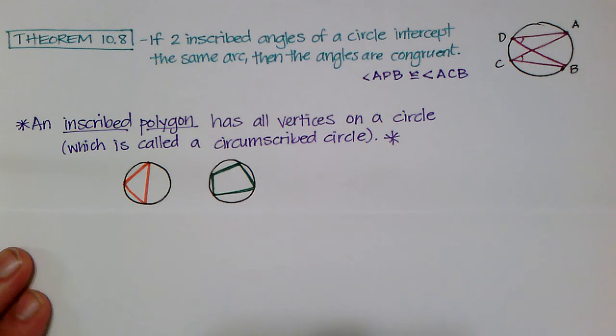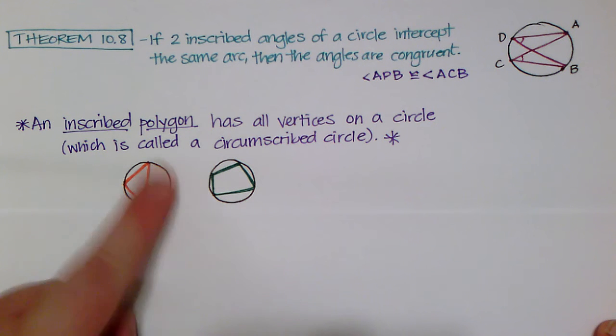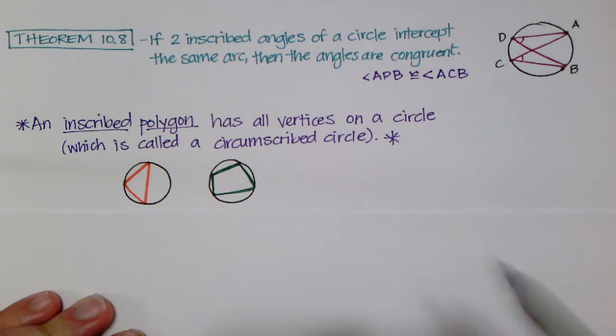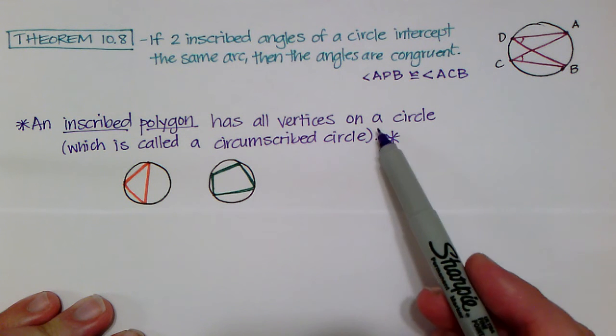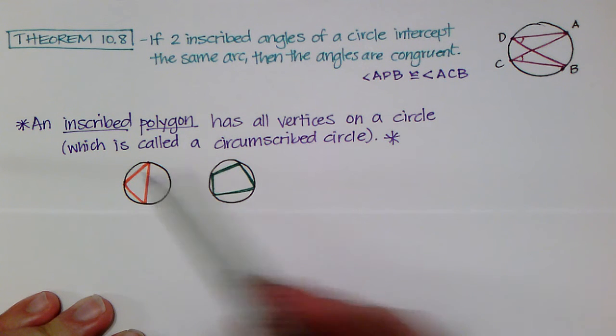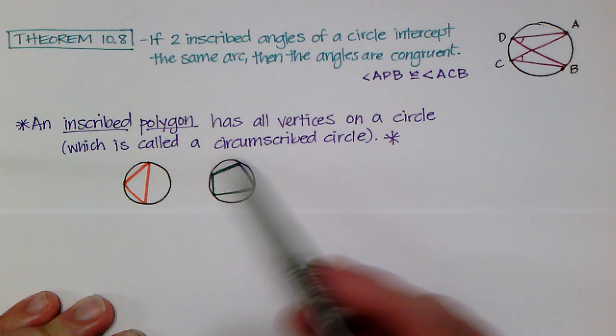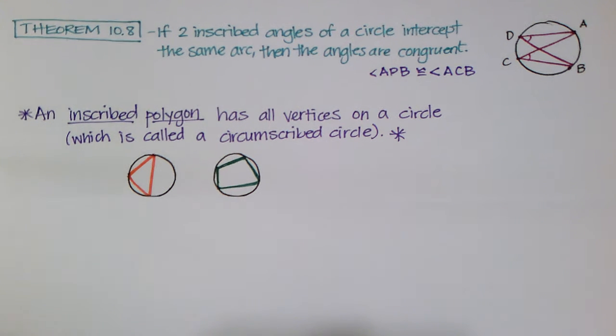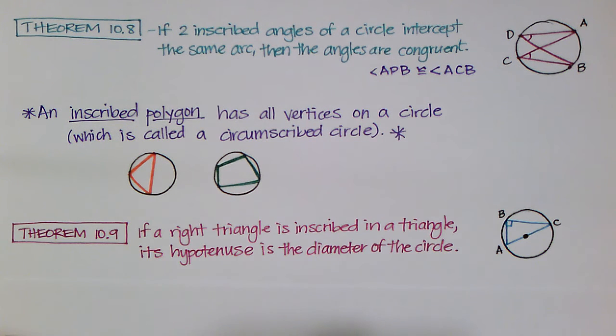Now we're going to talk about what an inscribed polygon is. An inscribed polygon, as you can see, is a polygon that's inside of a circle, okay? But the important part is that all of its vertices are on the outer rim of that circle. And the circle in this case is called a circumscribed circle. So I have some more information based on that.